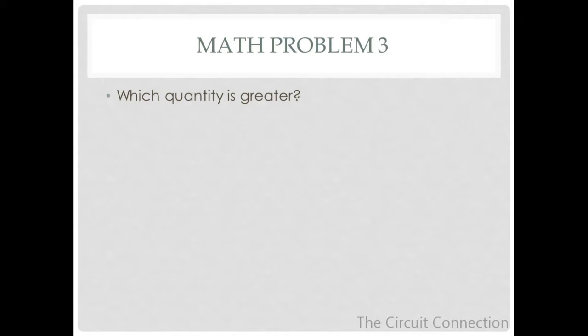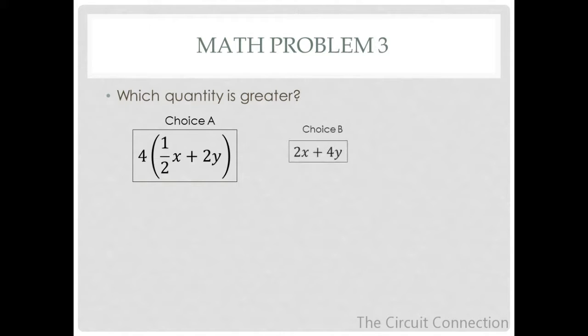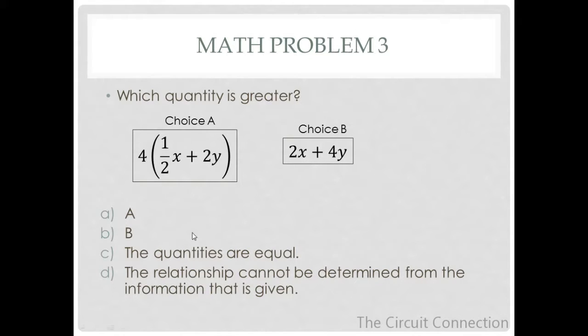So now on to math problem number 3. Which quantity is greater? Choice A, which is 4 times (half x plus 2y), or choice B, which is 2x plus 4y. And your answer choices are: choice A is greater, B is greater, C, the quantities are equal, D, the relationship cannot be determined from the information that is given.